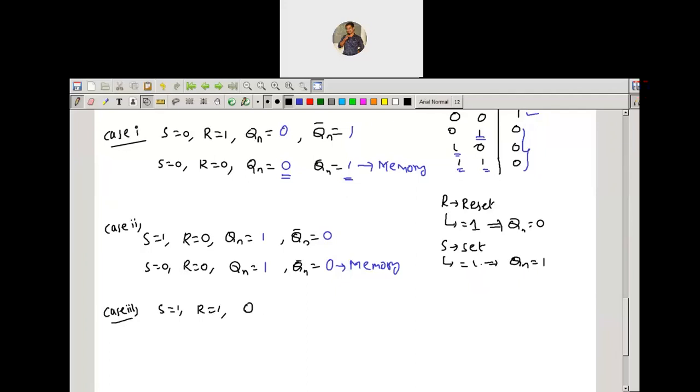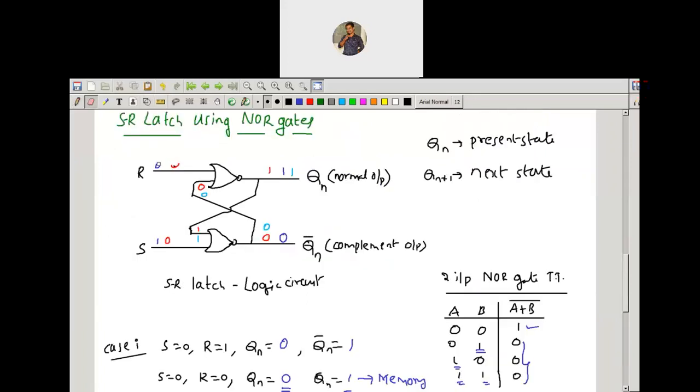The remaining case is what? S equal 1, R equals 1. So in this also, what is the Qn value and what is the Qn bar value? Let me remove these outputs here.